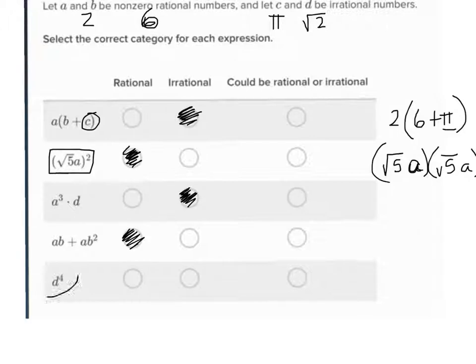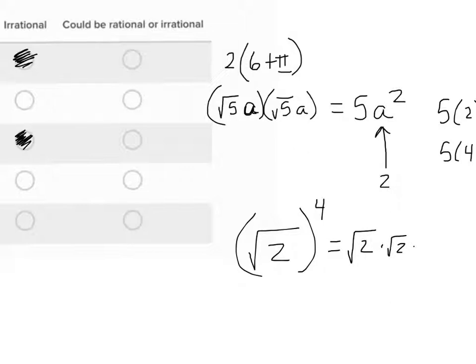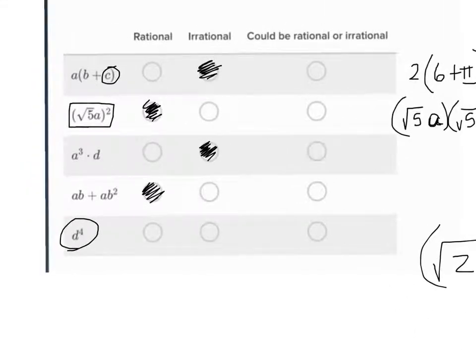And then let's look at the last one, D to the fourth. So D to the fourth means we're going to take like square root of 2 and raise it to the fourth power. So that's the same thing as the square root of 2 times the square root of 2 times the square root of 2 times the square root of 2. So square root of 2 times square root of 2 is 2, and square root of 2 times square root of 2 is 2, and 2 times 2 is 4. Well, look at there. We took an irrational number and made it rational.